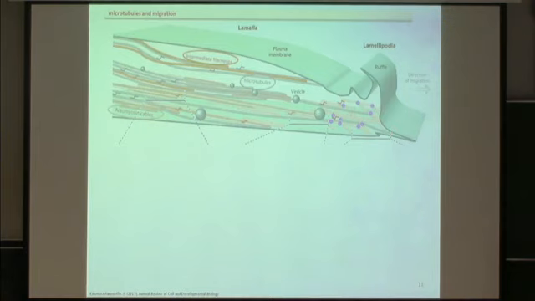These are the no-color filaments, and also here, these are the actin filaments. This is the actin network. And here are actin cables, the stress fibers, and intermediate filaments are reaching into the lamella, but not reaching into the lamellipodia.